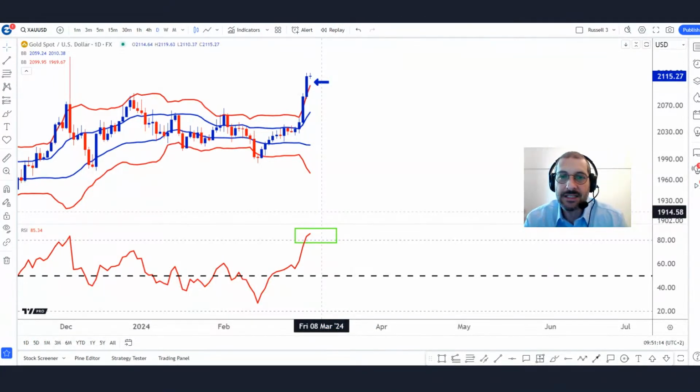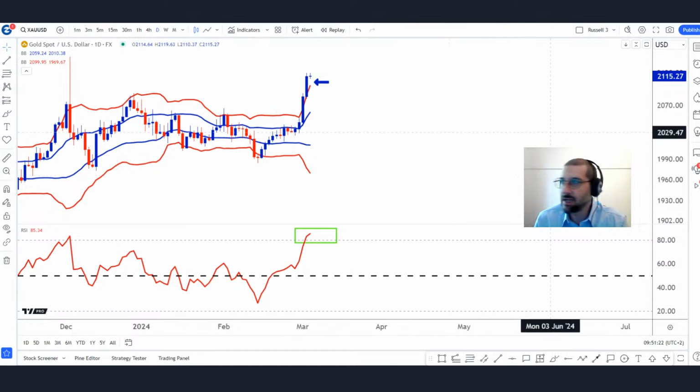But I think that the gold price is looking quite positive at the moment. I mean, we're looking at $2,115. That's really terrific, isn't it?